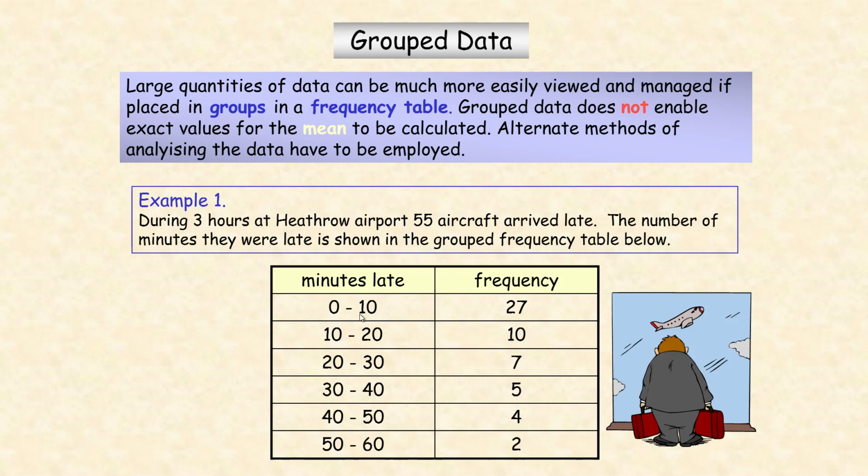So how many aircraft were 0 to 10 minutes late? 27. How many aircraft were 10 to 20 minutes late? 10, and so on. We don't know exactly how many minutes they are, but we know that they're between a certain range of data. Okay, so those are aircraft arriving late, and that's how many minutes they arrived late. So we can work out our mean from this.